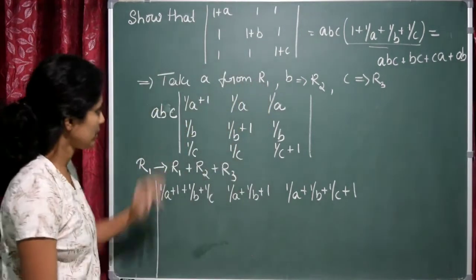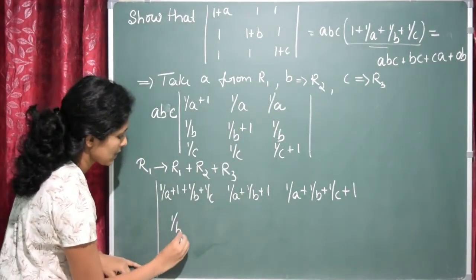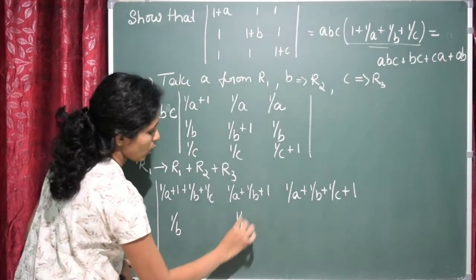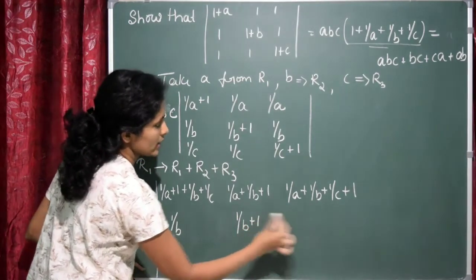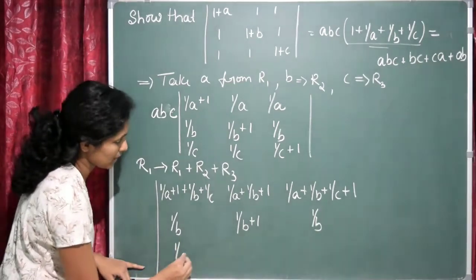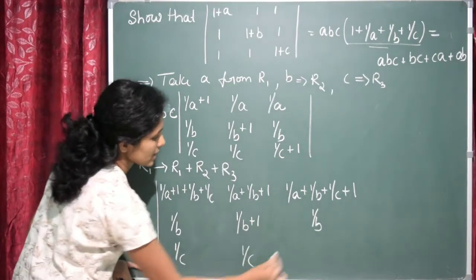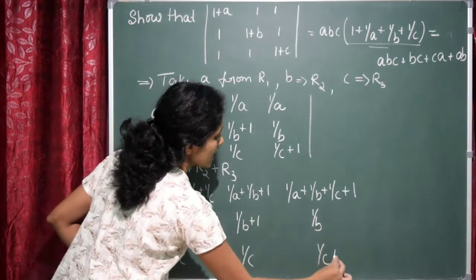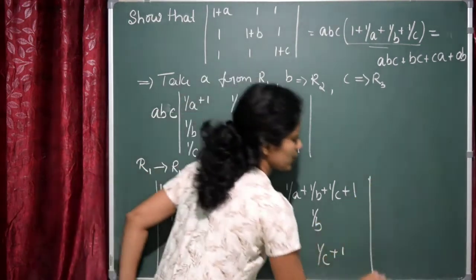So clear? Now the remaining terms are as they are: 1 by B, and this is now 1 by B plus 1, and this is 1 by B. The last row is as it is, that is 1 by C, this is also 1 by C and this is also 1 by C plus 1. I hope you understood this one.